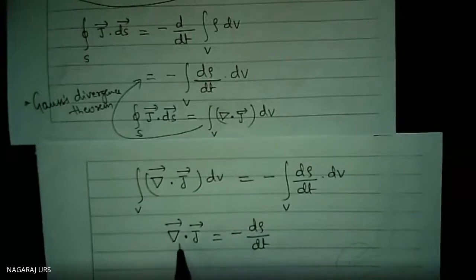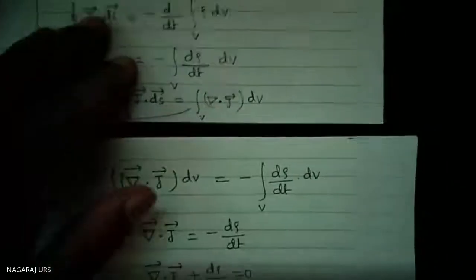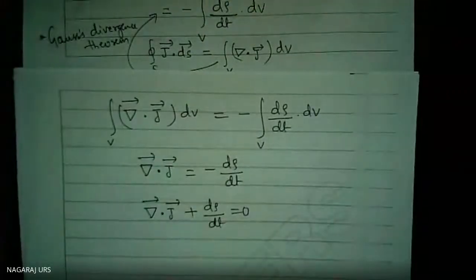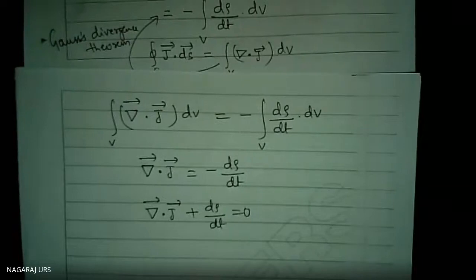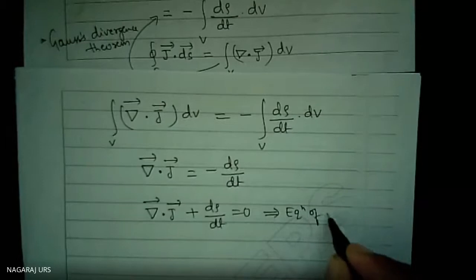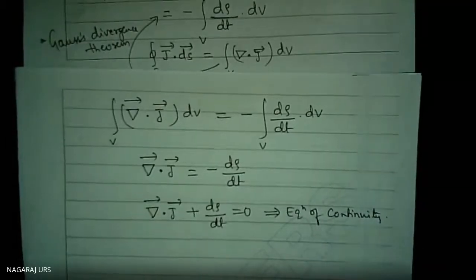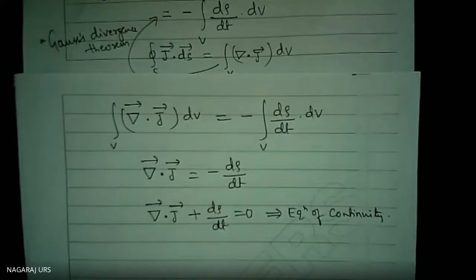Now take this one to the one side of the equation. Write an expression like this: del dot J plus d rho divided by dt is equal to 0. This is called the equation of continuity. This is a mathematical expression for the law of conservation of charges.